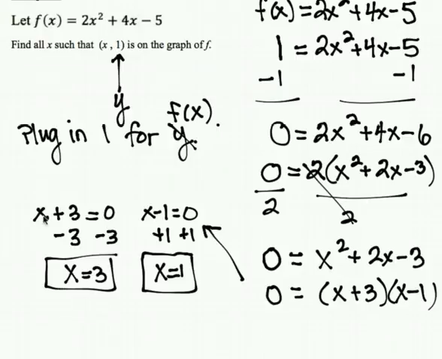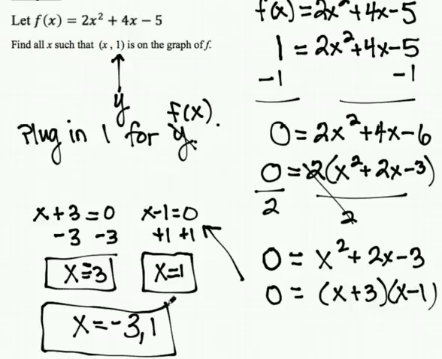Looking back, I see I have a little mistake over here. x plus 3 equals 0. I subtracted 3 from both sides, and that means really I should have a negative 3. So my answer should be negative 3 and positive 1. Sorry for that, guys.